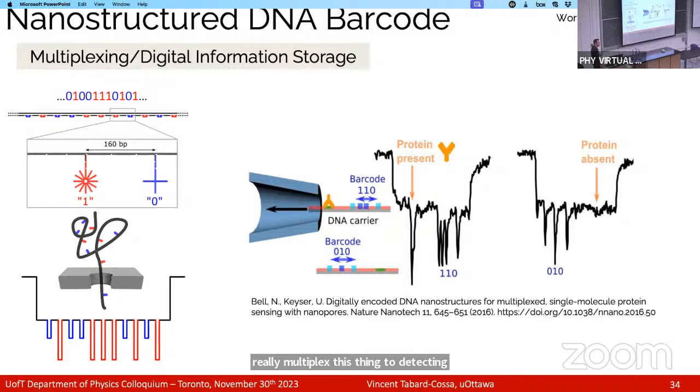in parallel. And one way you can do that is to use DNA barcodes to encode a digital signal that can give you the identity of the protein you're trying to detect, followed by the presence or the absence of the protein. This way, you don't need to only rely on the protein signal itself, which could be in a very complex matrix when you're dealing with clinical samples. So this idea of having a digital barcode is really a way to do multiplexing in addition to storing information on a molecule this way. And you can do high multiplexing this way.